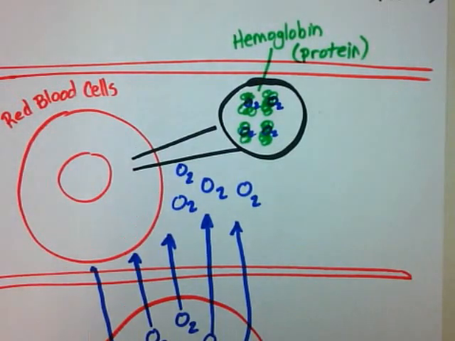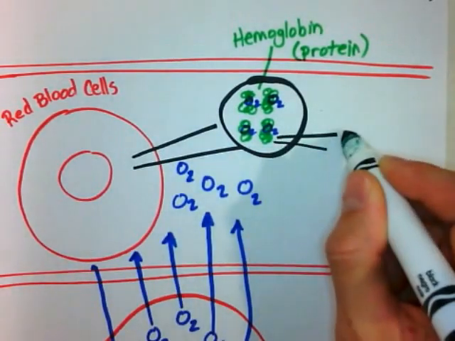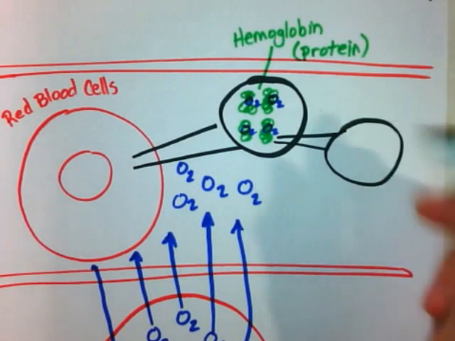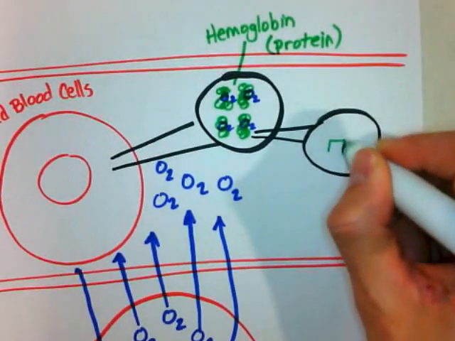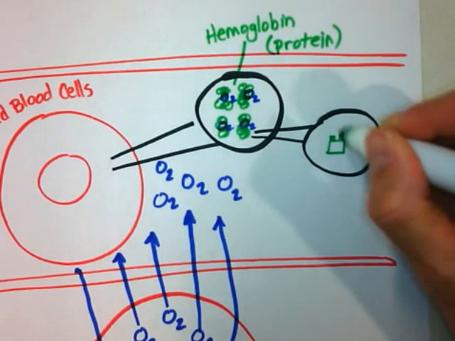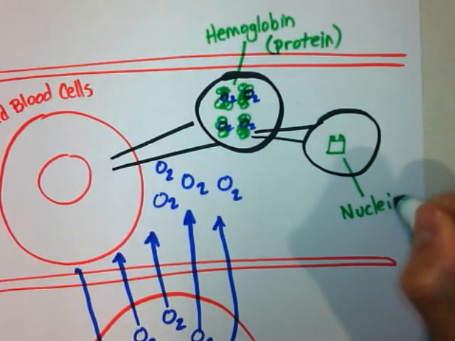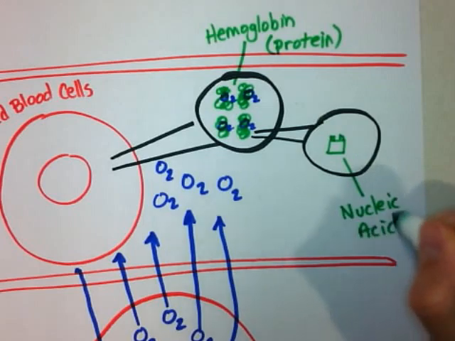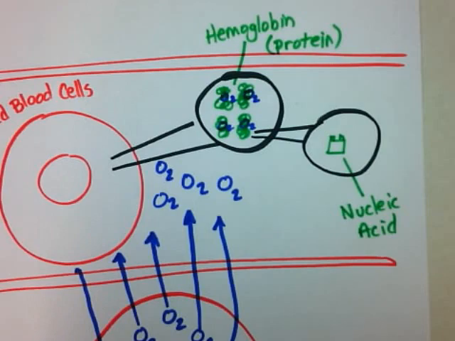Proteins themselves are made of small parts. So a quick zoom in. And I'm going to represent this as a Lego piece. It's a small little block. These blocks are called nucleic acids. Nucleic acids make up proteins.